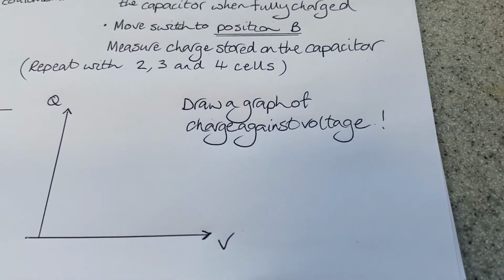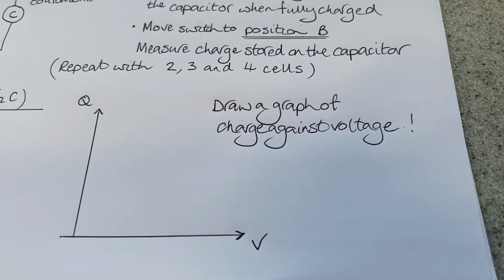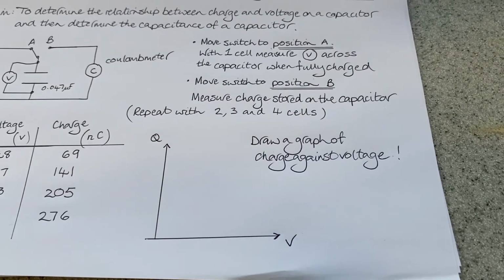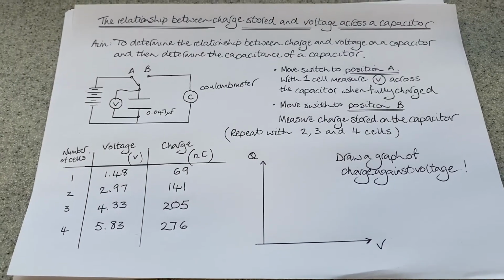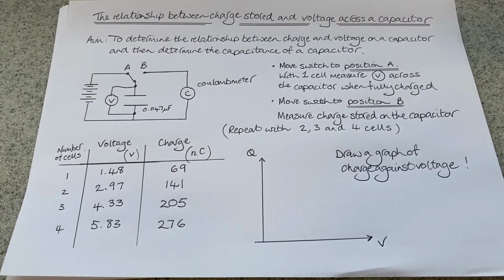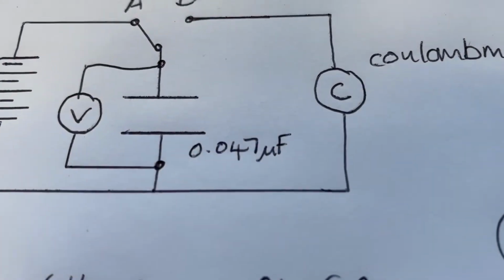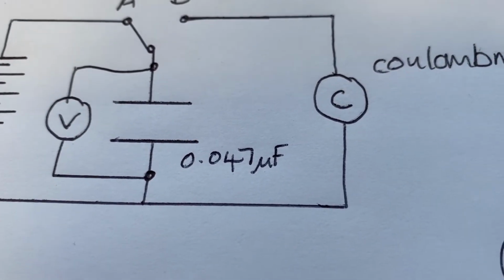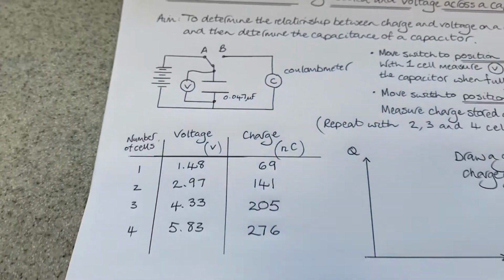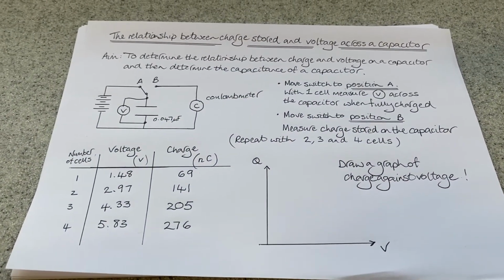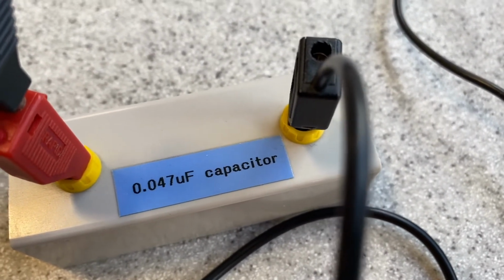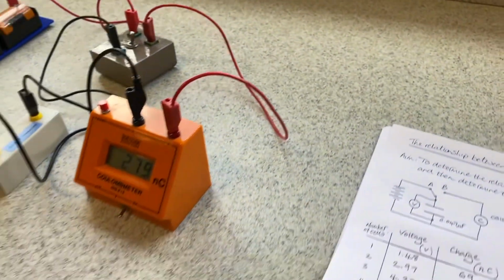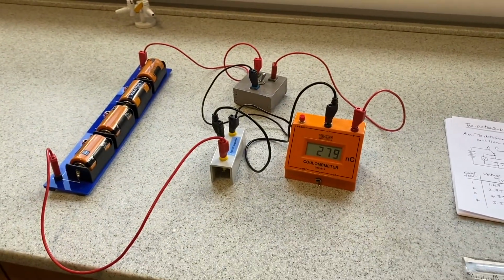We're going to draw a graph of charge against the voltage, and then hopefully from the gradient of that graph we're going to see the relationship between the charge stored on the capacitor and the voltage across it. And bear in mind our capacitor was 0.047 microfarads. I want to bear that in mind when we draw our graph. There's our wee capacitor there, 0.047 microfarads. Let's see what happens when we draw the graph. See you in a bit.